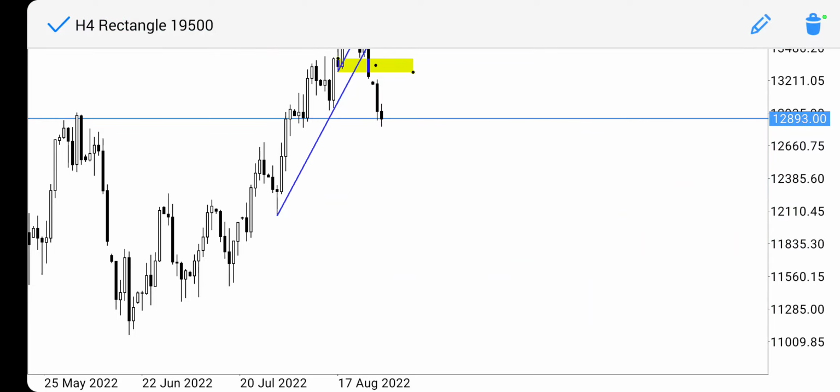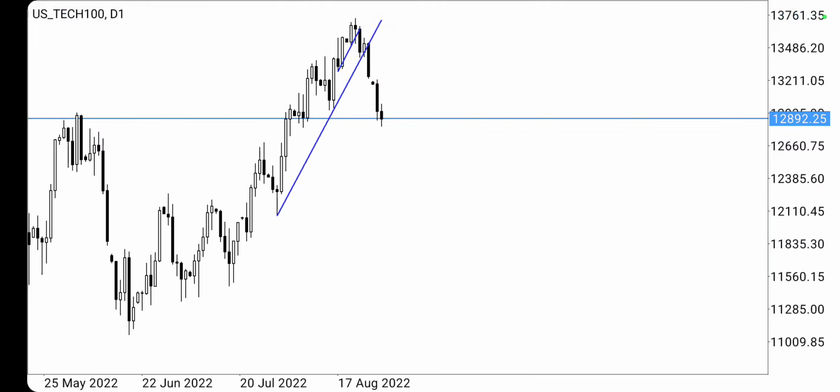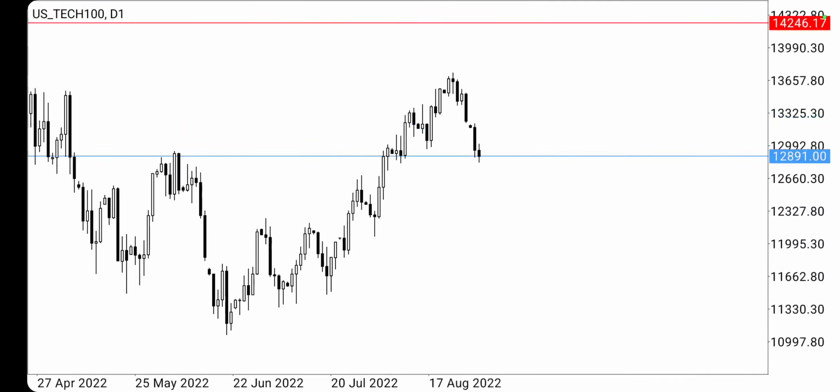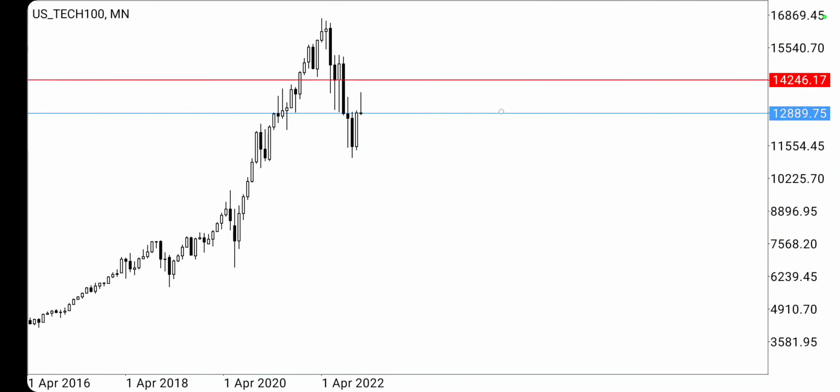So let's get started. Let's just remove some of these drawings, because usually when I do an analysis, I start with a fresh chart. I remove everything and then we always go to the monthly. If you see this horizontal line, it's basically our monthly resistance, and we always need to know where the support is at. So this is the support.